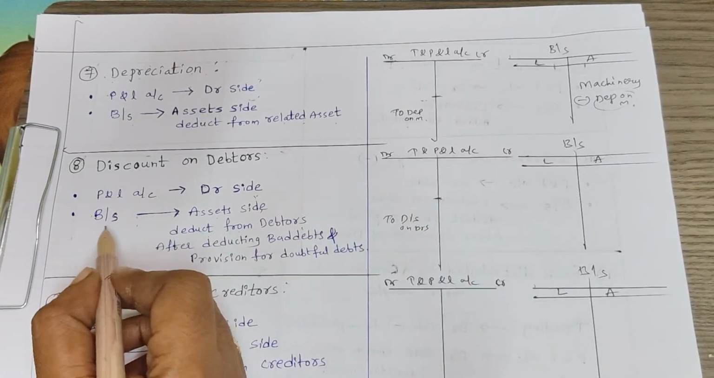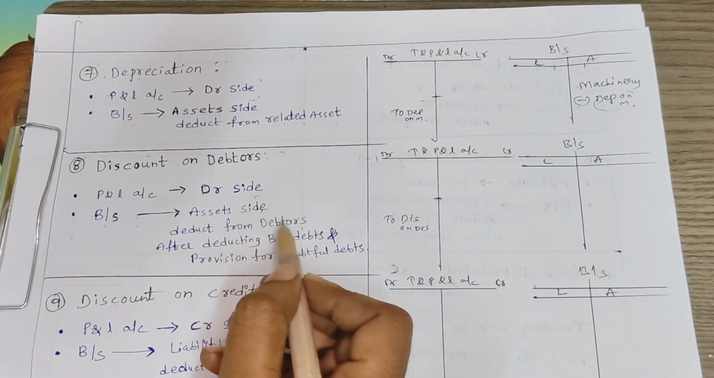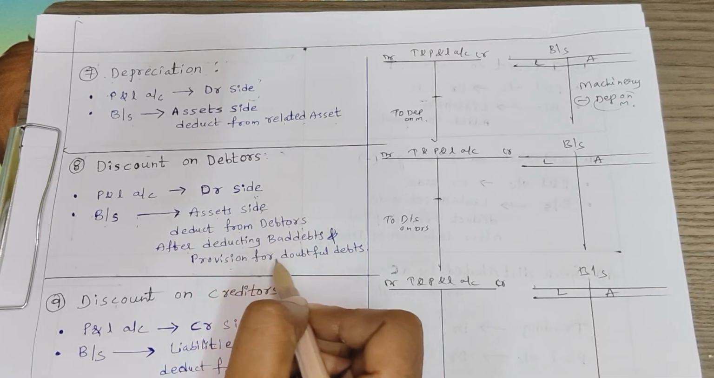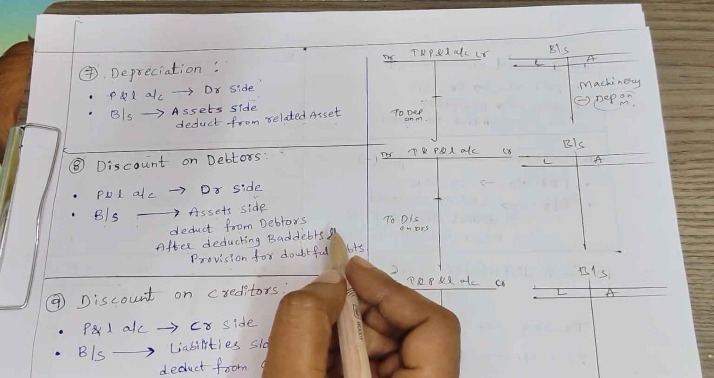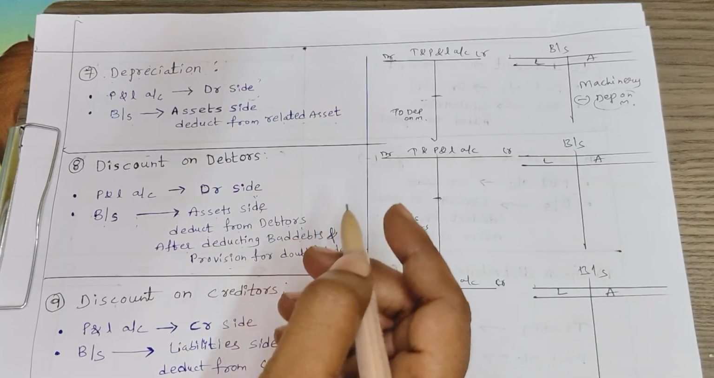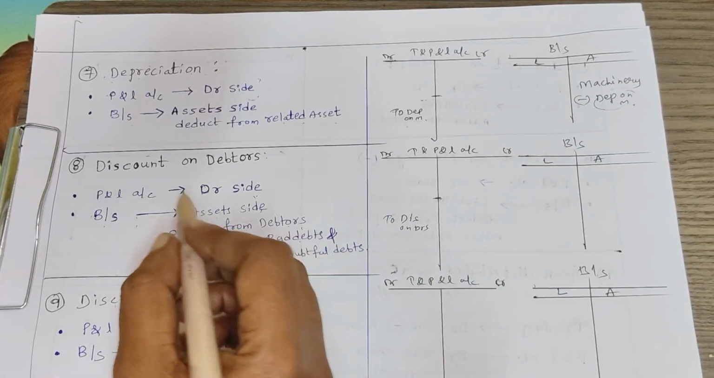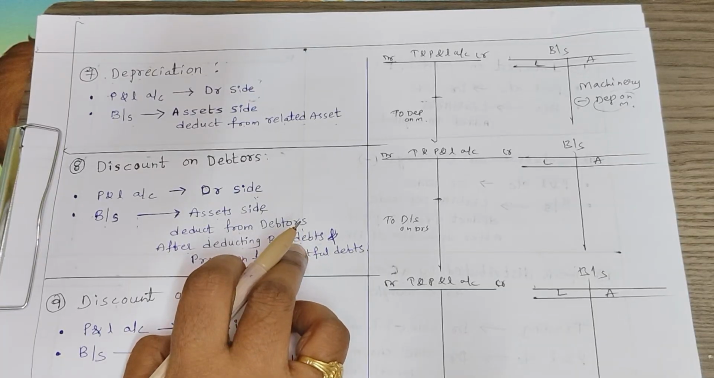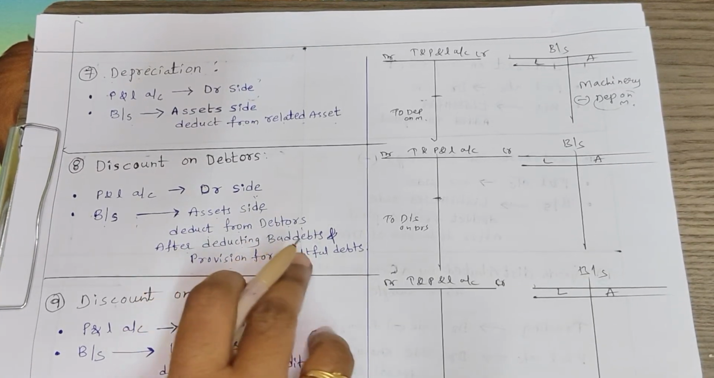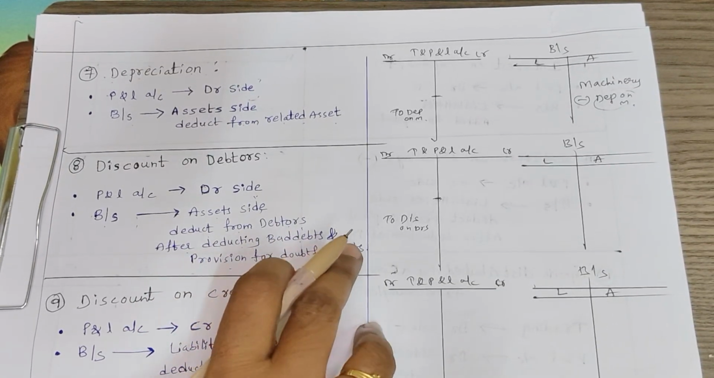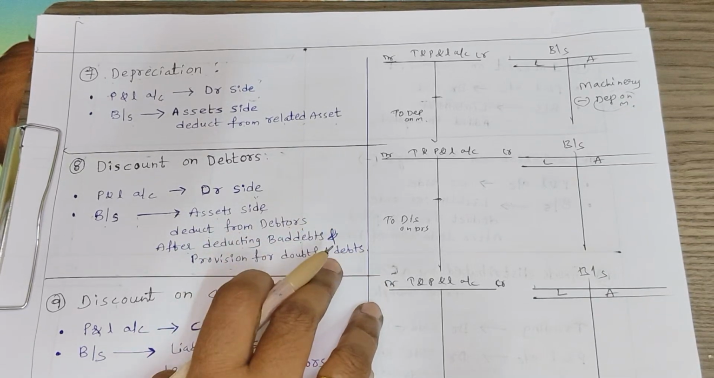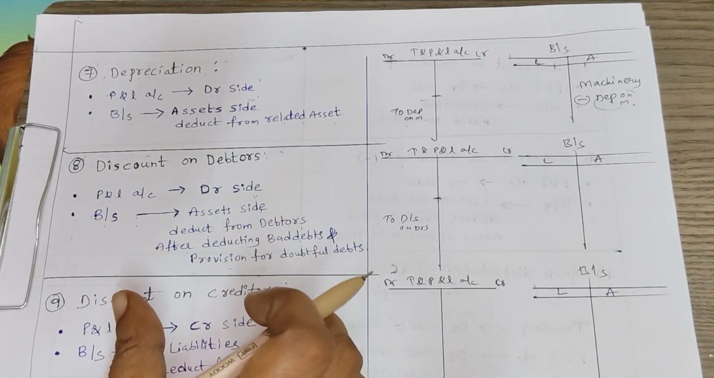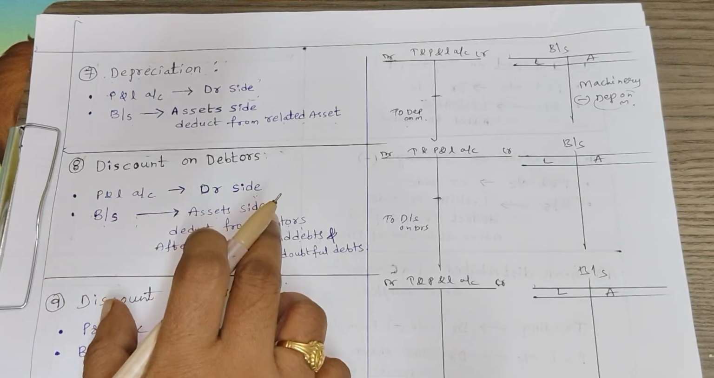Okay, as well as in the balance sheet asset side, deduct from debtors after deducting bad debts and provision for bad debts. If you have bad debts and provision for bad debts in the adjustments along with this discount on debtors, first you need to deduct bad debts from the debtors, then you need to deduct provision for bad debts, that is doubtful debts. After deducting this amount, you need to deduct this discount on debtors. That is the process to calculation of discount on debtors.